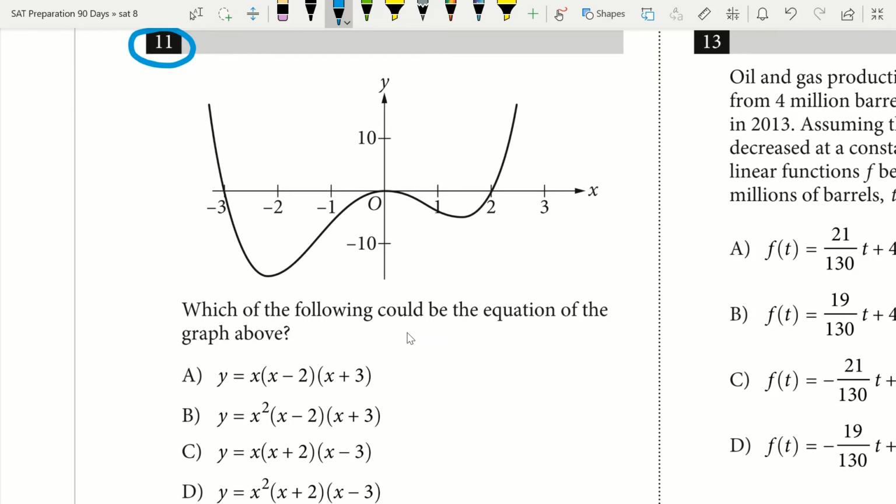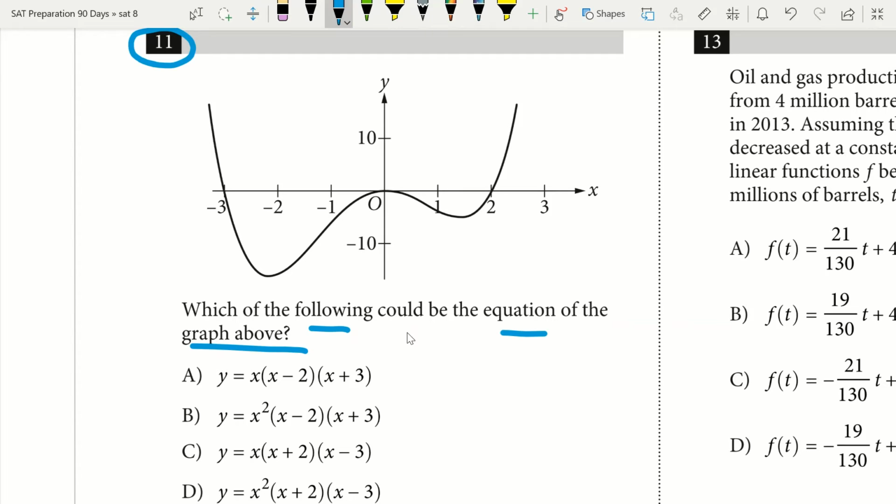So I'll quickly go through the question, and as I go through, I will illustrate to you how to apply this tip in order to save time and get to the correct answer very efficiently. If we look at this question, obviously we're given a graph and we're asked which of the following could be the equation of the graph above. This is a fairly common question on the SAT math section, with calculator or without calculator. It could show up on either section.